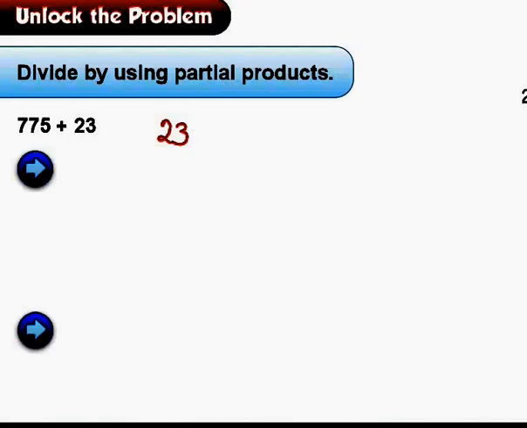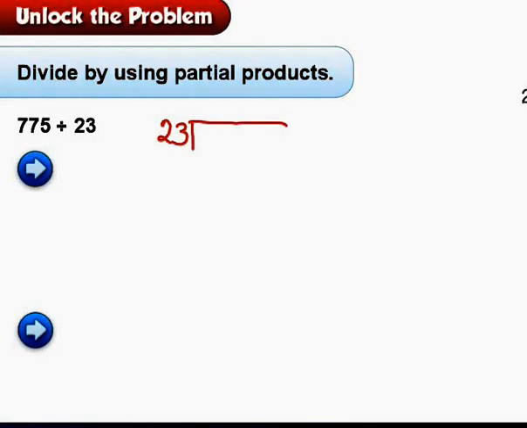This is completing long division using partial products and a two-digit divisor. We have 775 divided by 23. When doing partial products, I always put a line down the right-hand side of the problem.